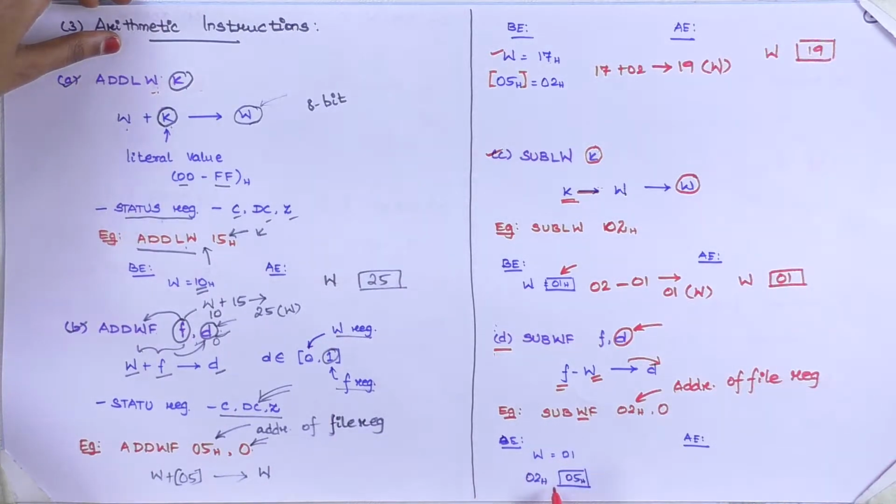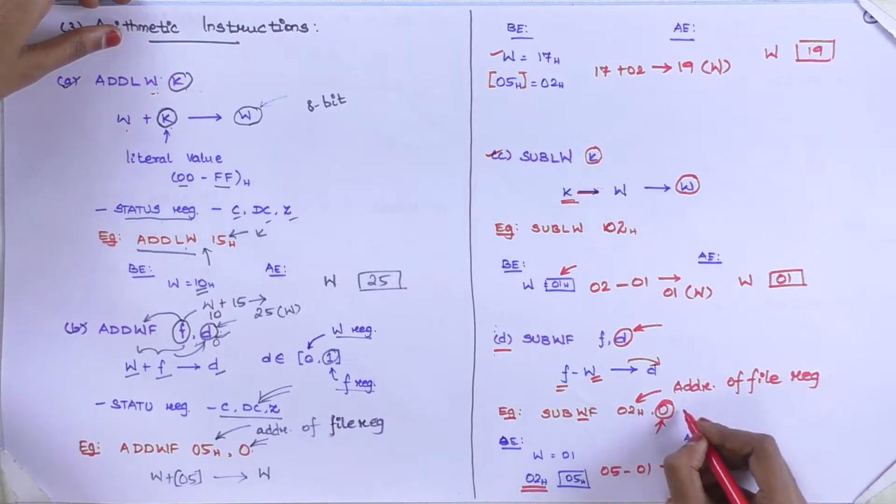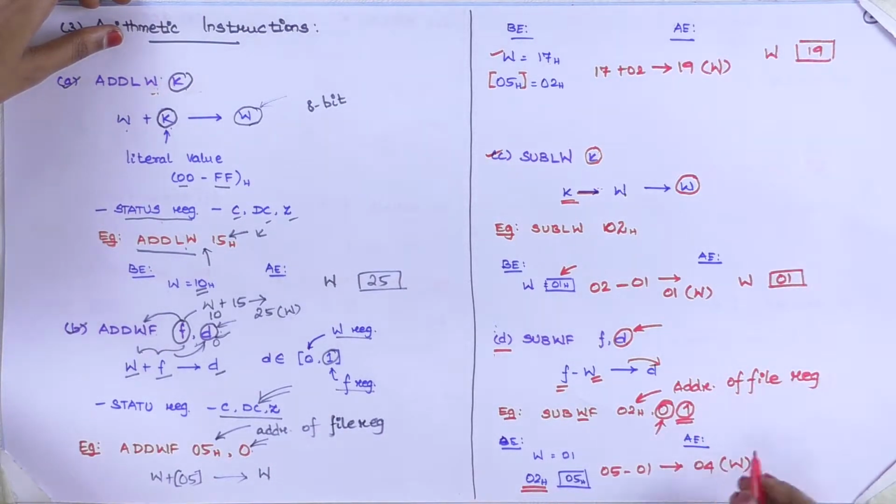Before executing this instruction, the register at that address has the value 5, and the working register has the value 1. So the result will be 04. Here the destination field is 0, so the result will be stored in the working register. If I had mentioned 1 in this field, the value 4 would be stored back in the 02 register.